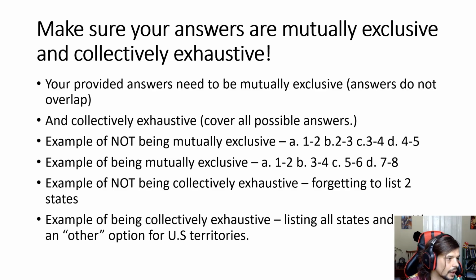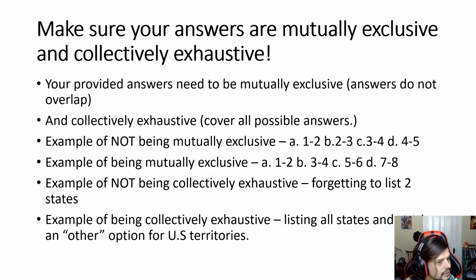Here's an example of not being mutually exclusive. A is 1 to 2, B is 2 to 3, C is 3 to 4, D is 4 to 5. But what you want to do is be mutually exclusive and make your categories not overlap. For example, A would be 1 and 2, B would be 3 and 4, C would be 5 and 6, and D would be 7 and 8. If they overlap, like the top example, then when the answer is 2, they would be in two categories. You would be counting them twice. You don't want to count the same person twice. That's the reason why everything needs to be mutually exclusive.